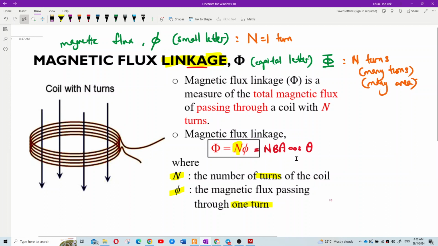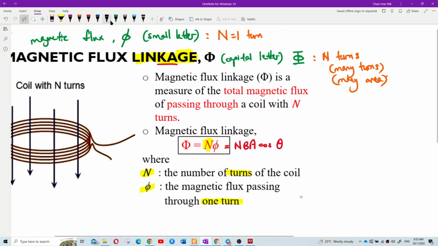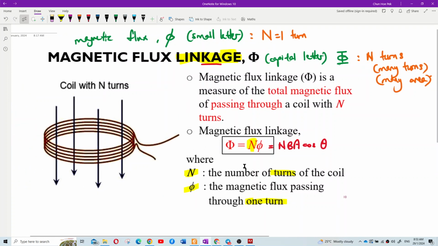Okay. So in short, class, how do you change the magnetic flux linkage? How do you change the magnetic flux linkage? It's either you increase the area, use a strong magnetic field, or you have multiple turns. Then you can increase the magnetic flux linkage. Understand?